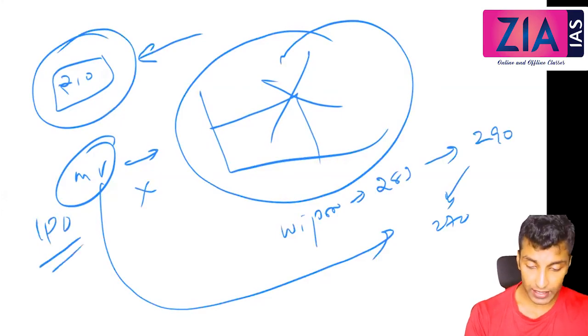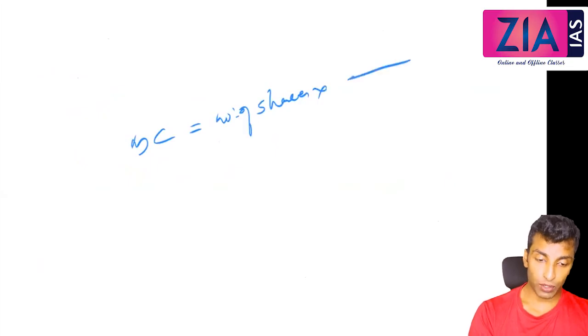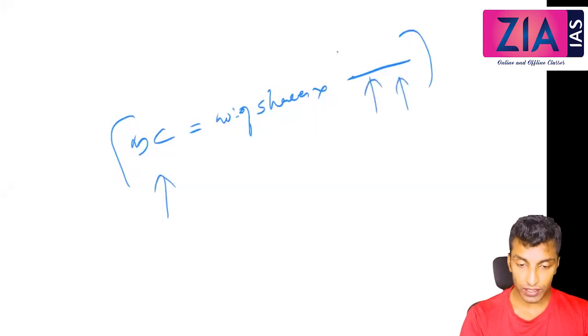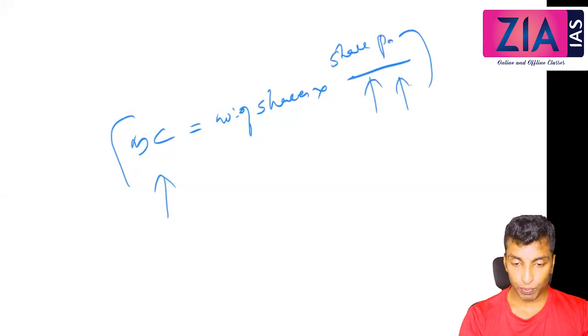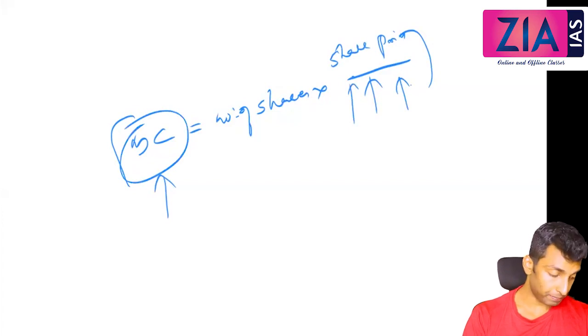Okay, market capitalization, I've already told you. Market capitalization, what is that? Number of shares into share price. So can I say market capitalization will vary based on the price of the share? Because the share price will vary based on demand and supply. So market capitalization also keeps on varying based on demand and supply.